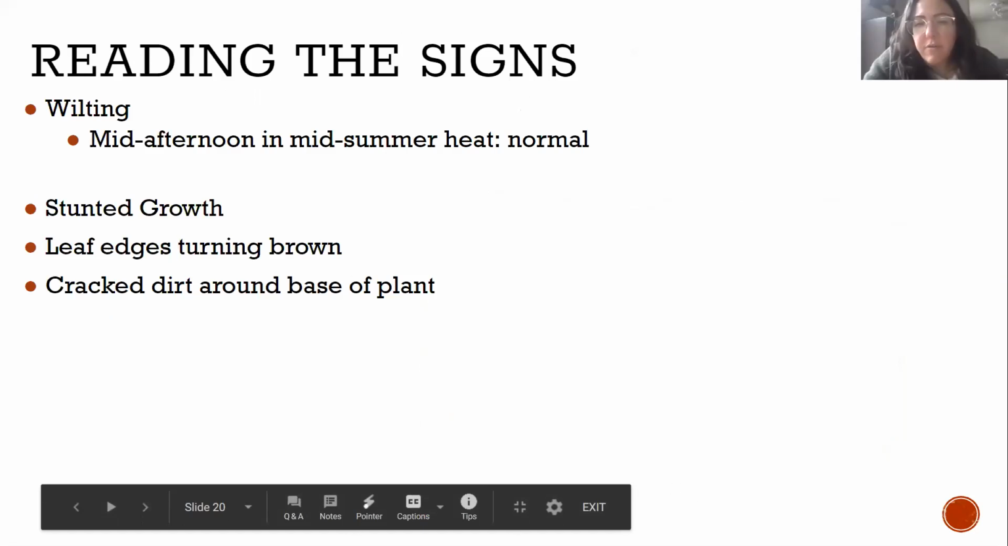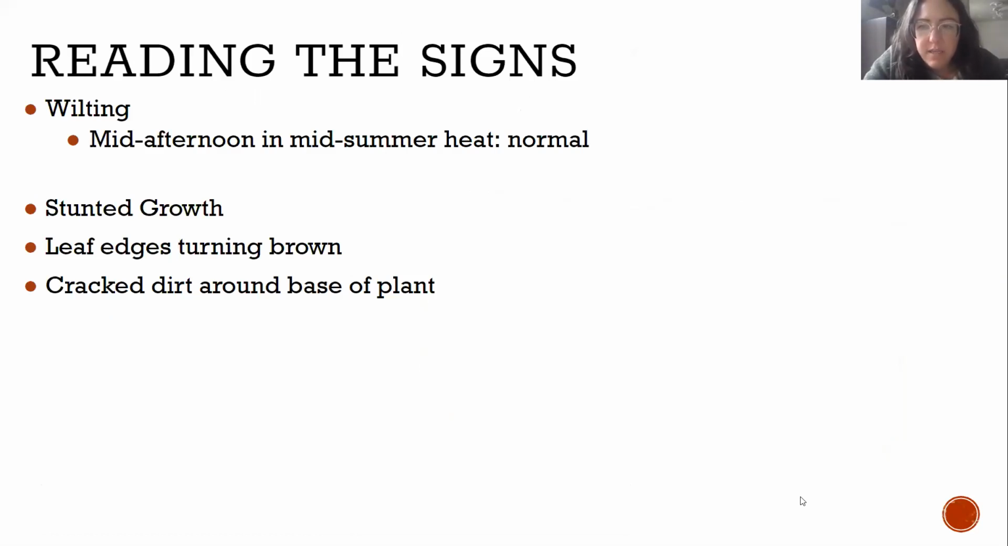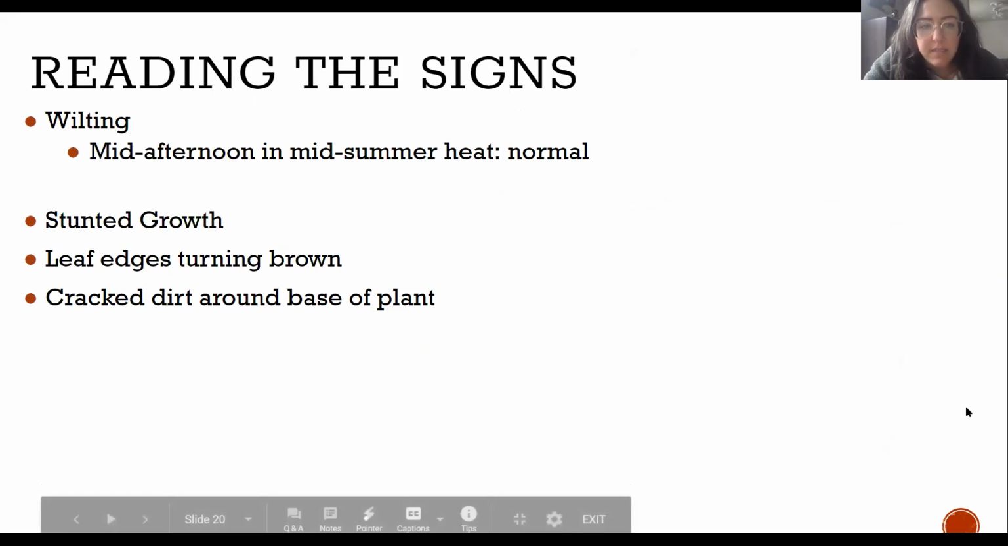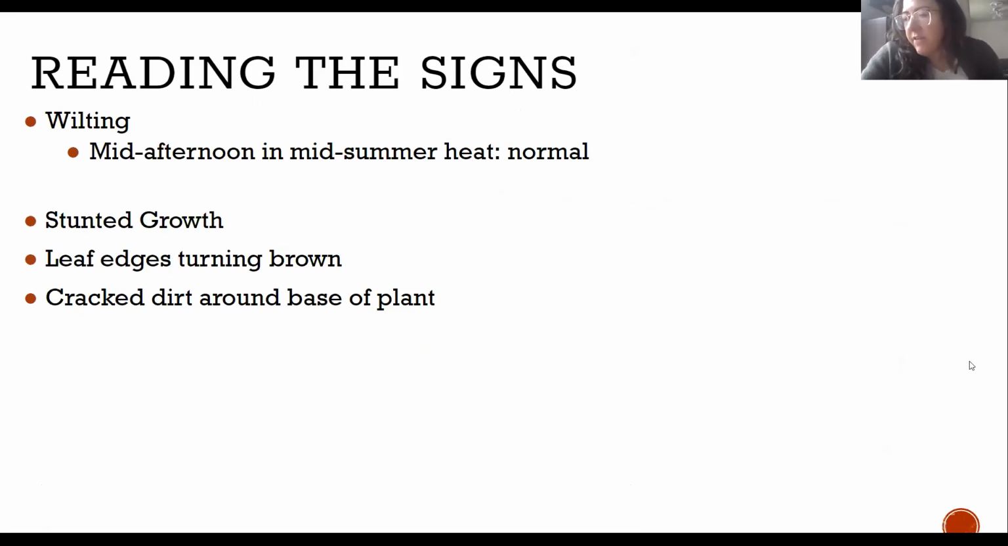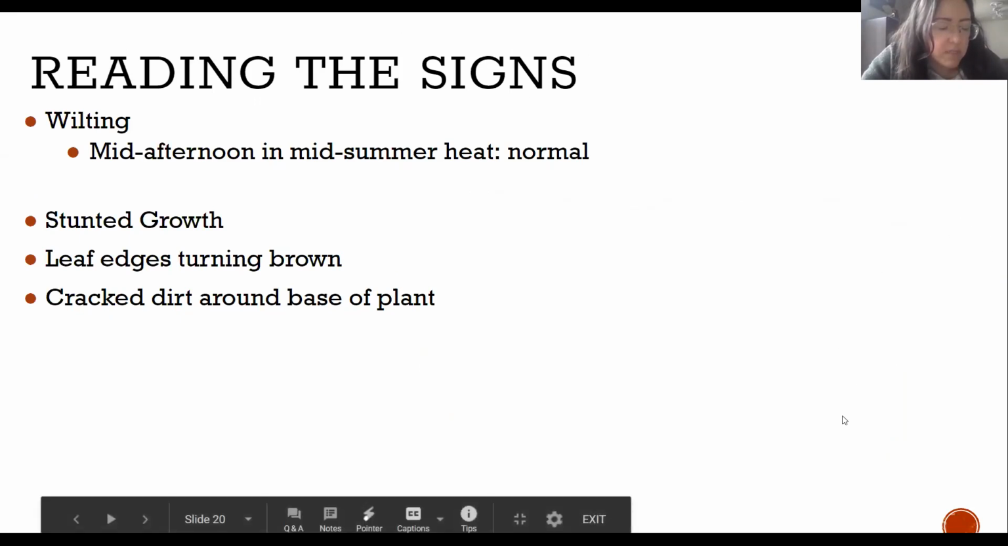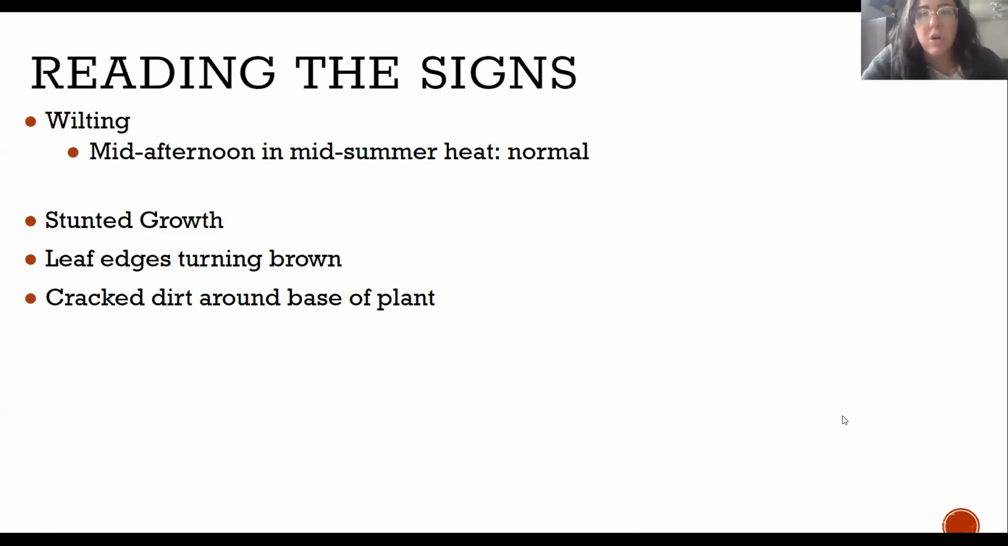And so we wanted to give you all a little bit of information on how you can read the signs from your plants to understand if they're getting enough water or not enough. The first thing I'll say, which I don't know that I've actually said yet, is that one of the best ways to know if your plants are getting enough water is to actually go and look at the soil.